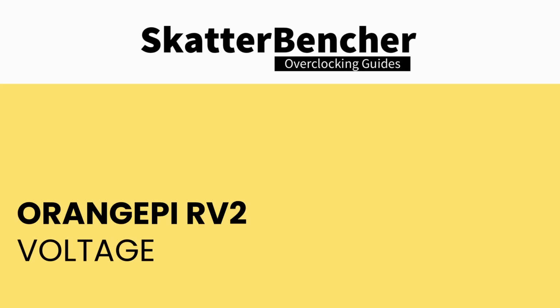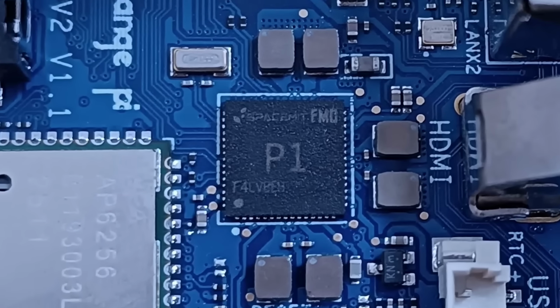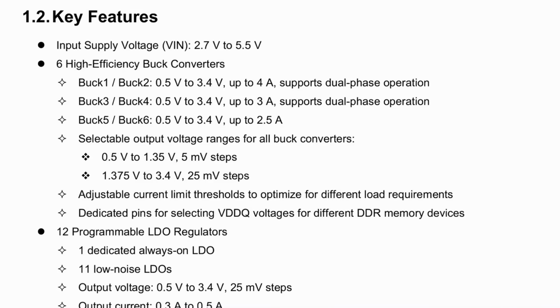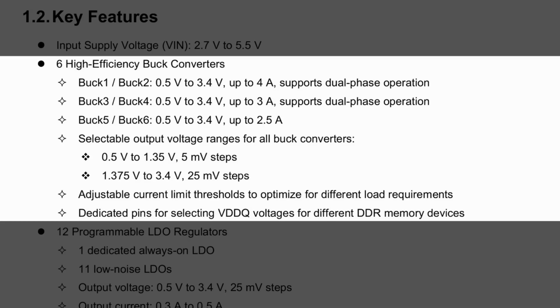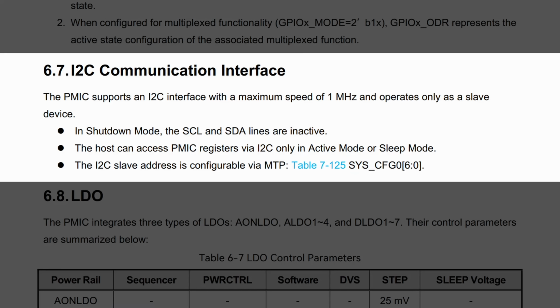The next step in preparing our SkatterBencher guide is figuring out how to do overvolting, because that will be necessary when we later try overclocking. The OrangePi RV2 uses the SpaceMit PowerStone P1 PMIC. This PMIC offers 6 buck converters with voltage support from 0.5 to 3.4 volt and 12 programmable LDO regulators. It also has an I2C interface, which will come in handy for adjusting the voltages at runtime.